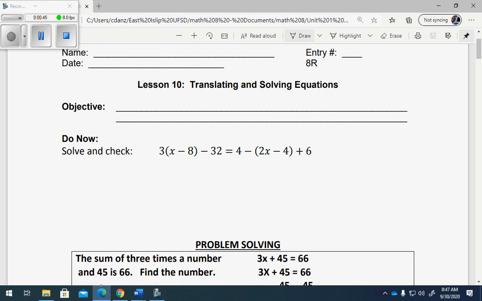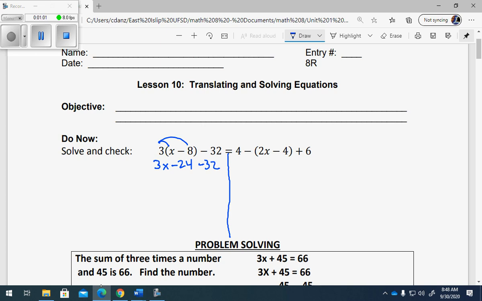So if you can solve this equation, you can solve any equation that you'll see on your test. I really think this includes all of the steps. I think if you could do this, you could do anything. So 3x minus 24 minus 32. This is a -1 that's getting distributed. So we have 4 minus 2x. And right here, be careful, it's a plus 4. This is definitely a plus because negative times negative is positive. And don't forget we have this plus 6.